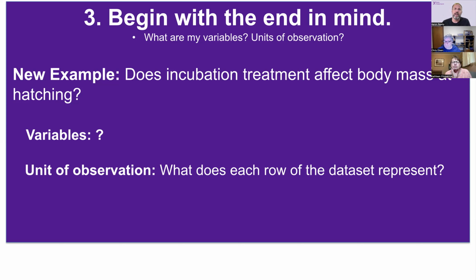But I also think analytically, these are two questions that I've got up there underneath the begin with the end in mind. These are really important for thinking about the analysis that you're going to do. What are my variables that I'm going to record in this experiment? And what are my units of observation? In the case of the example that we looked at before, the unit of observation was the individual egg. And what are my variables? These are going to end up becoming the columns in your data set.